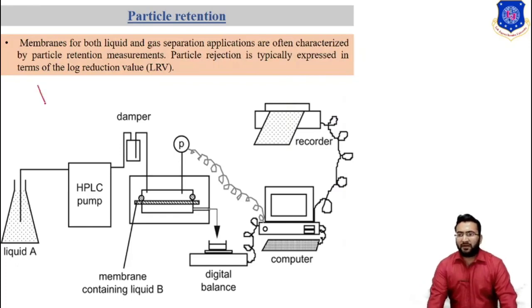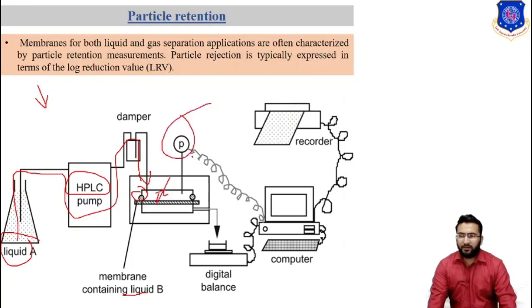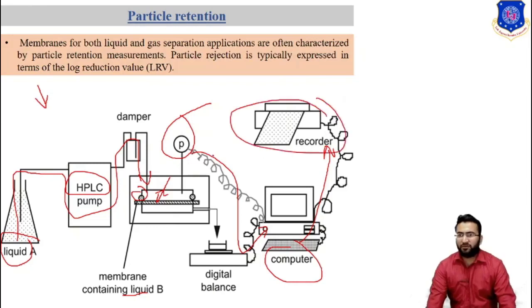So, to find out particle retention, this setup is used, in which this is liquid A, which passes through an HPLC pump to the membrane assembly, and this membrane already contains the liquid B. Using the particle retention method, you can calculate the rejected particles, and it will be shown on this computer and recorded through a graph. So this is all about the particle retention method.